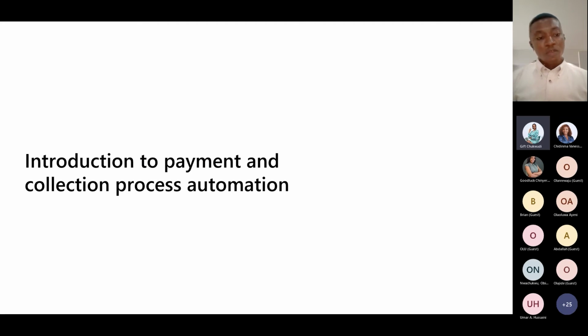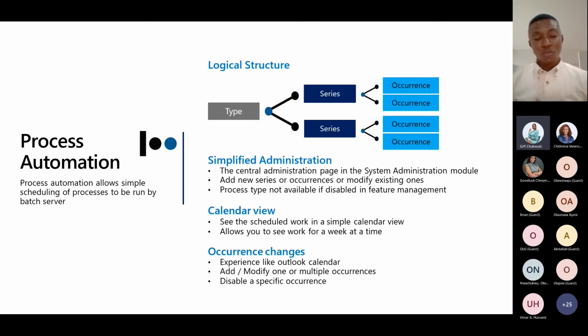When you think of process automation, what readily comes to your mind? Processes or tasks that you can automate while you work on another task? Exactly. Process automation within Dynamics 365 Finance allows simple scheduling of processes to be run by your batch server. Technically, it allows you to run a task in the background by your batch server while you work on another task. And within Dynamics 365, the process automation framework has a very logical structure, which is easy to understand as well.